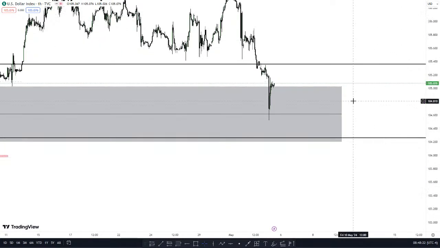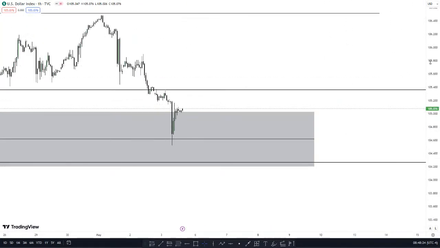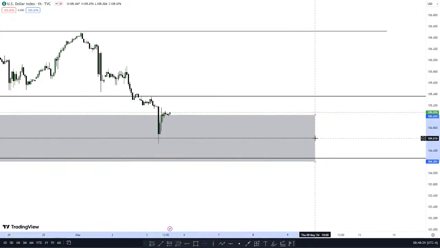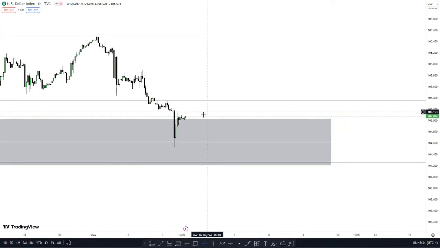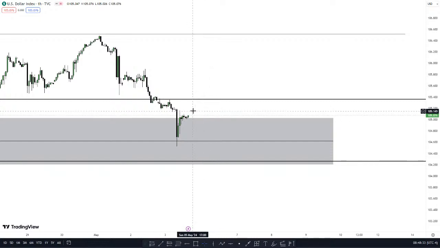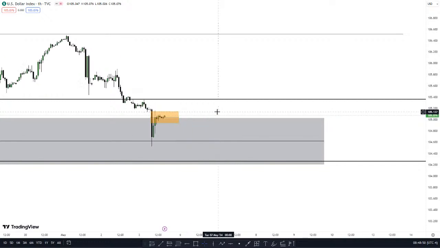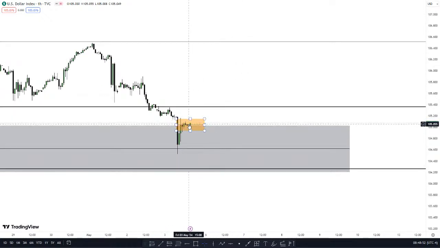It's telling me something different. Now, this fair value gap on the 1 hour is going to act as my inversion, and I'm going to frame my trade from this 1 hour inversion, that inversion right there. So I'm expecting a closure above.